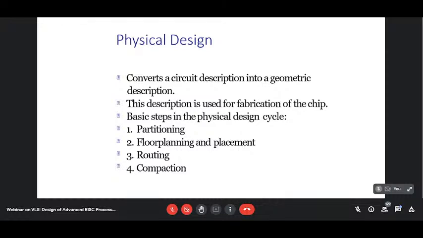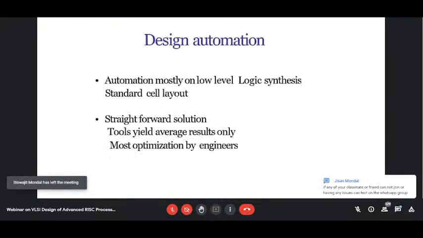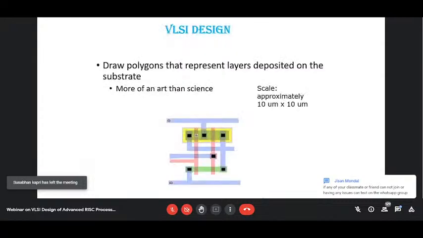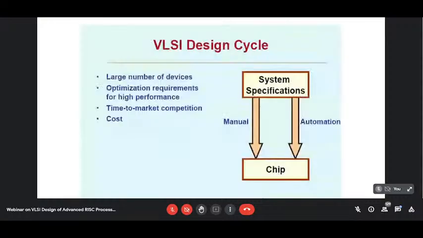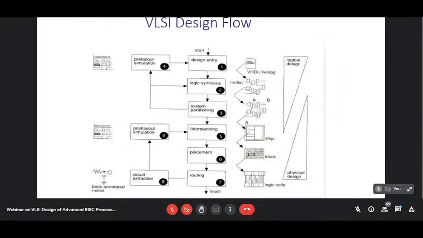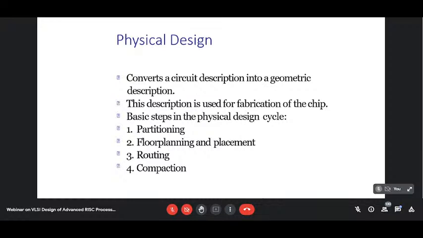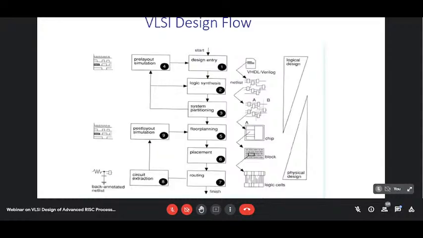So physical design converts a circuit description into a geometric description. That means right from the specifications, ultimately what you'll be getting is the geometric description. Let's have a look at this one. So this is the basic description of the chip. These are the basic steps in the physical design cycle: partitioning, floor planning, routing, and compaction. I'll show you through this diagram.